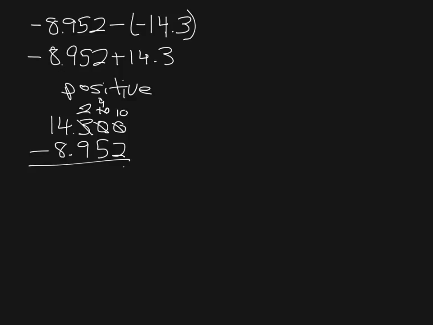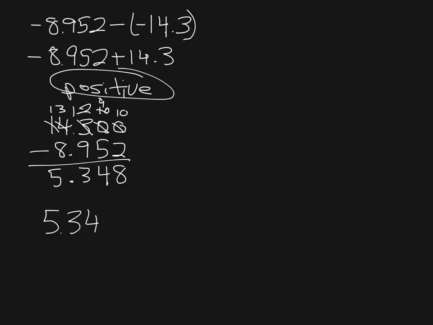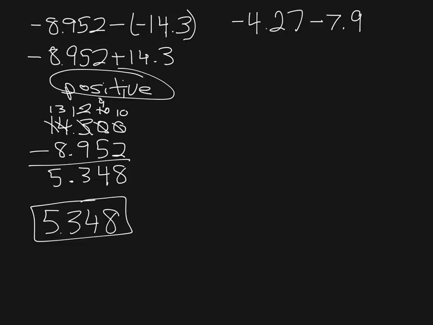So now I have 10 minus 2 is 8. I have 9 minus 5 is 4. I have 2 minus 9. I've got to borrow again. That's going to become 3. I have a 12 there. 12 minus 9 is 3. Here's my decimal. And I've got to borrow from this 1. I got 13 minus 8 is 5. A lot of borrowing in this problem. And I said my answer was going to be positive. So I'm going to leave this as positive 5.348. Final answer.